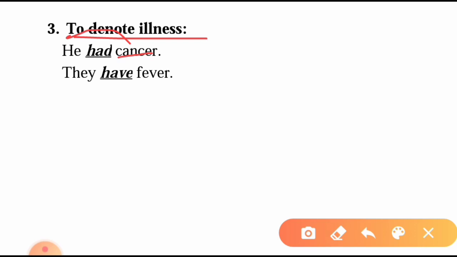Another example, they have fever. So the fever is a kind of illness they have. That's why you use the verb to have here, to denote the illness. So these are the reasons that we use verb to have.